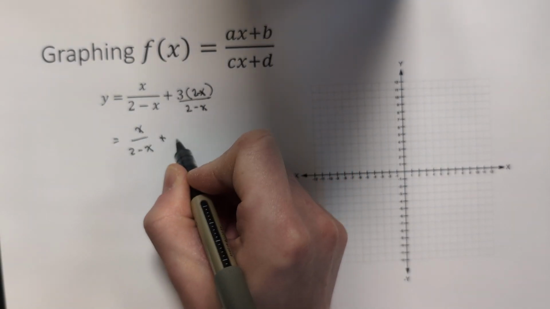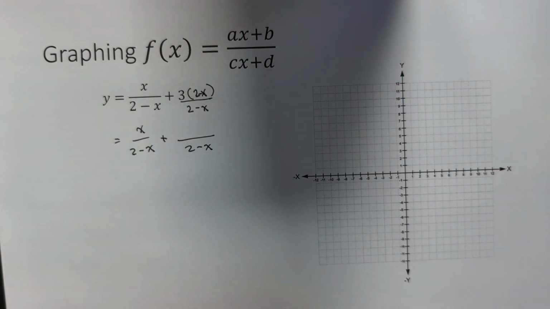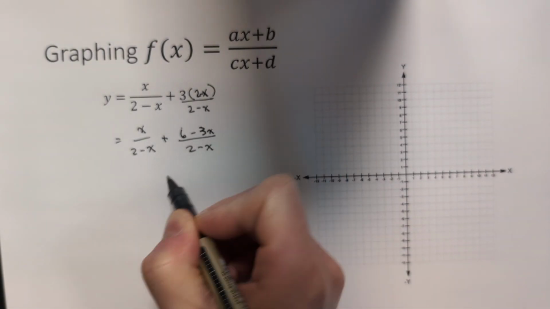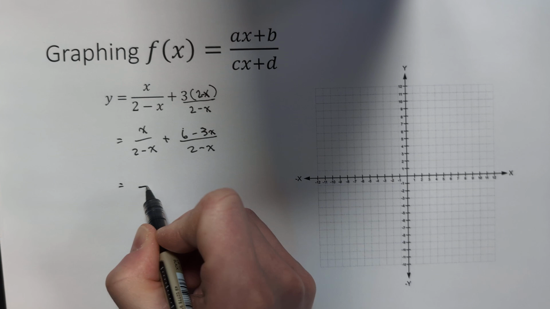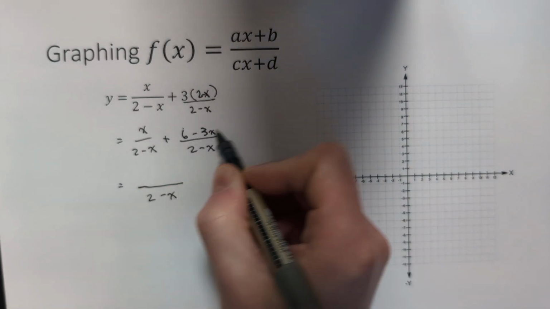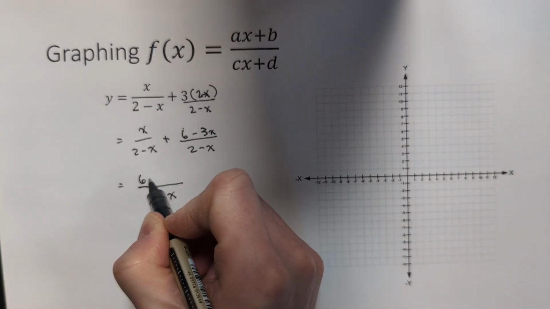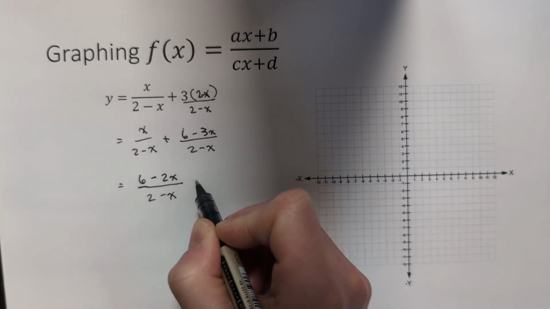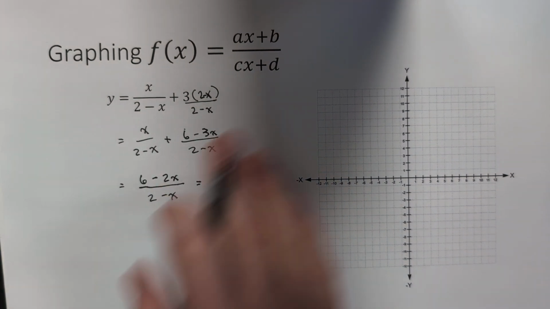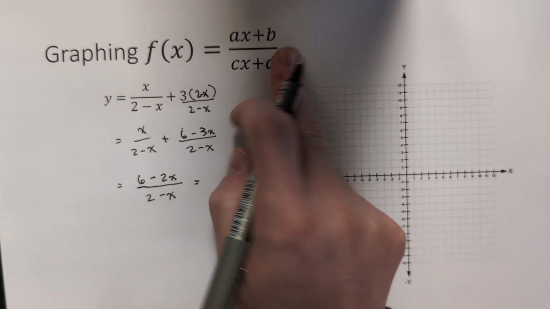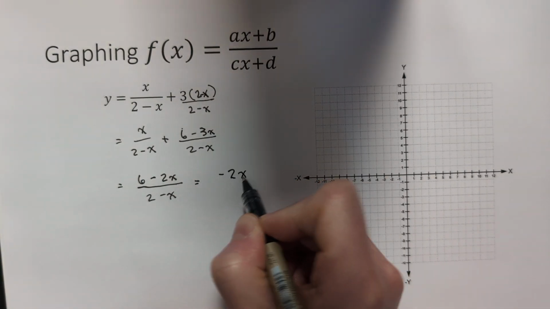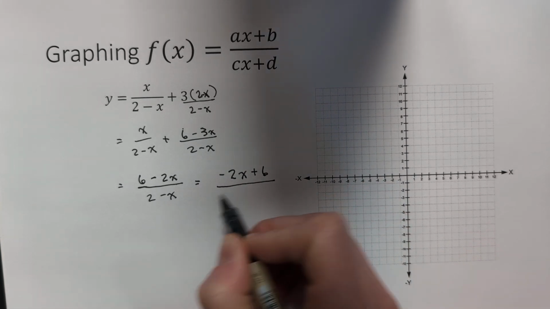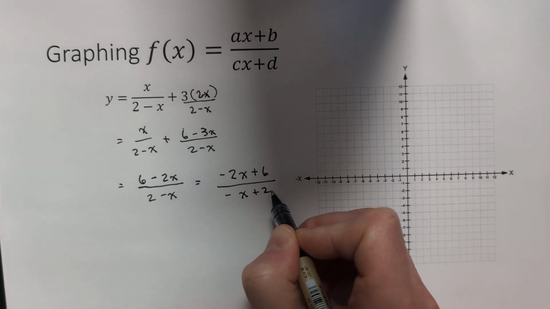So if I were to multiply this out, now I have 2 minus x in both denominators, 6 minus 3x. Because the denominators are the same, I can write them as one fraction and add the numerators. So I have 6, and then positive x minus 3x is minus 2x. You could leave it like this. I'm just going to write it in the same form. So negative 2x plus 6 over negative x plus 2.